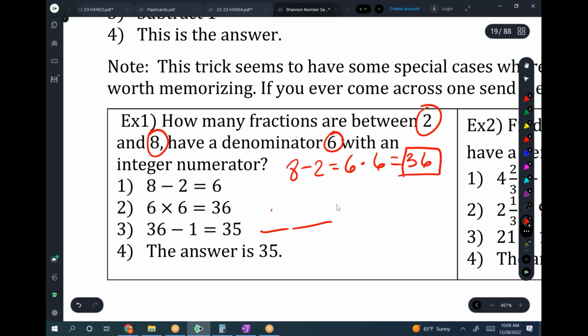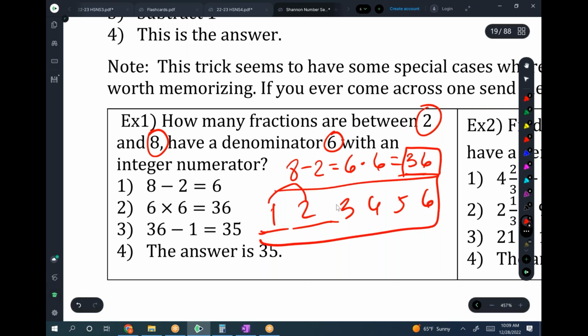So you start with the first number, second, third, fourth, fifth, sixth. What this 36 represents is how many jumps it takes you to get to the other number. Now, if there are 36 jumps, then there are 35 numbers between, right? If it takes me 1, 2, 3, 4, 5 jumps to get there, then there are 4 numbers in between. So you subtract 1, okay?